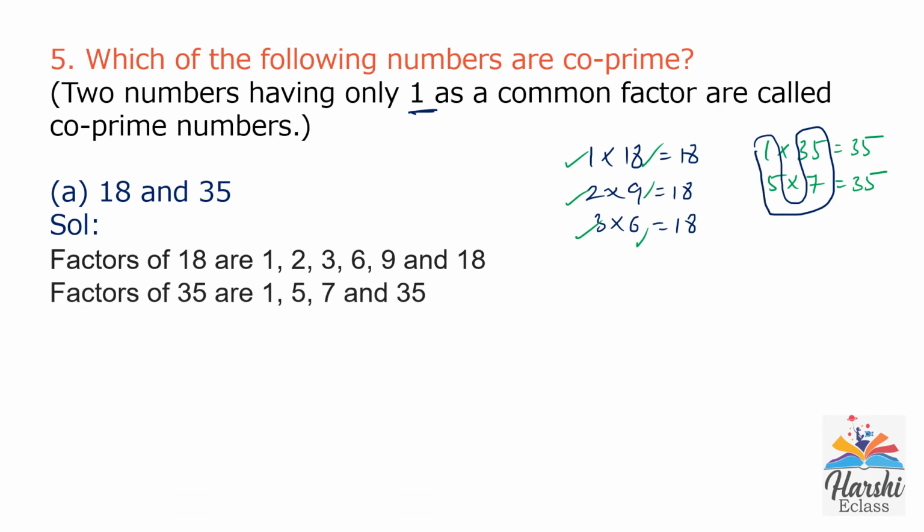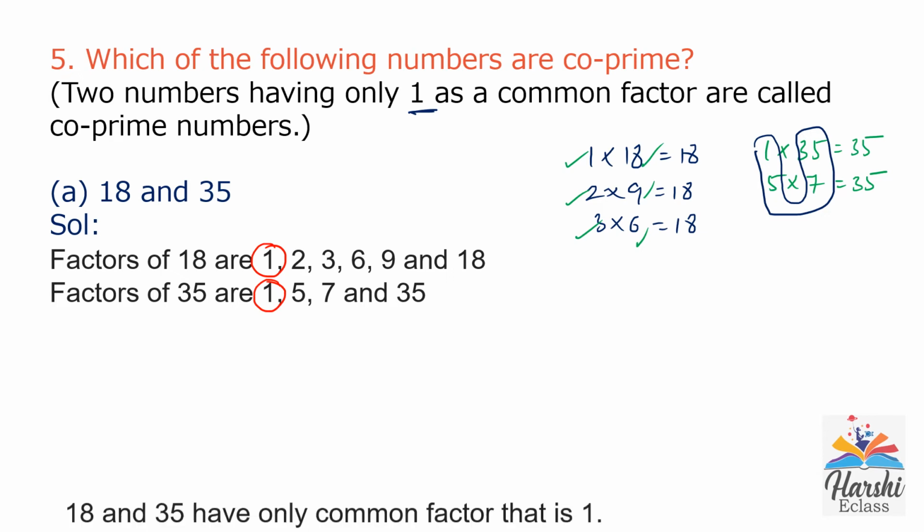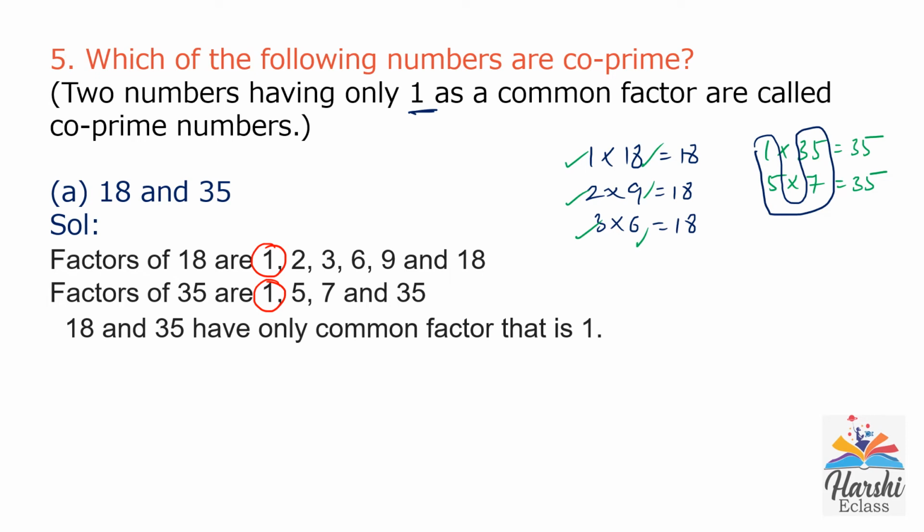Find the common factors. Common factors of 18 and 35 are 1. Only 1 is the common factor here. Remaining all are different. So 18 and 35 have only one common factor, that is 1. That means these numbers are coprime numbers. 18 and 35 are coprime numbers.